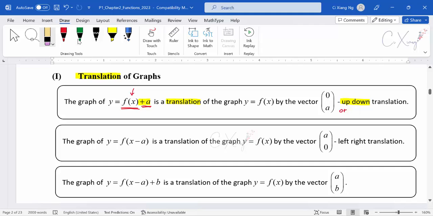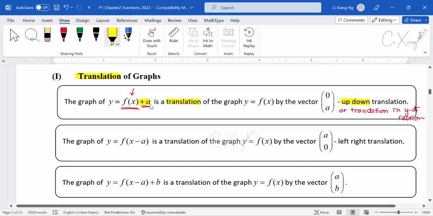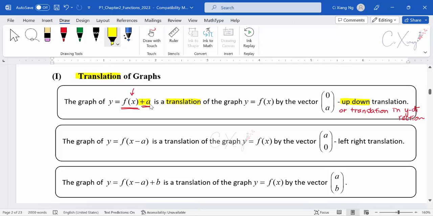Or you can write it as translation in the y direction. So how many units do we translate our graph? It depends on the value of a. As an example, if I have plus 3, that means we are moving the graph 3 units upwards. If the value of a is -5, a negative value like -5, that means we are moving our graph 5 units downwards.